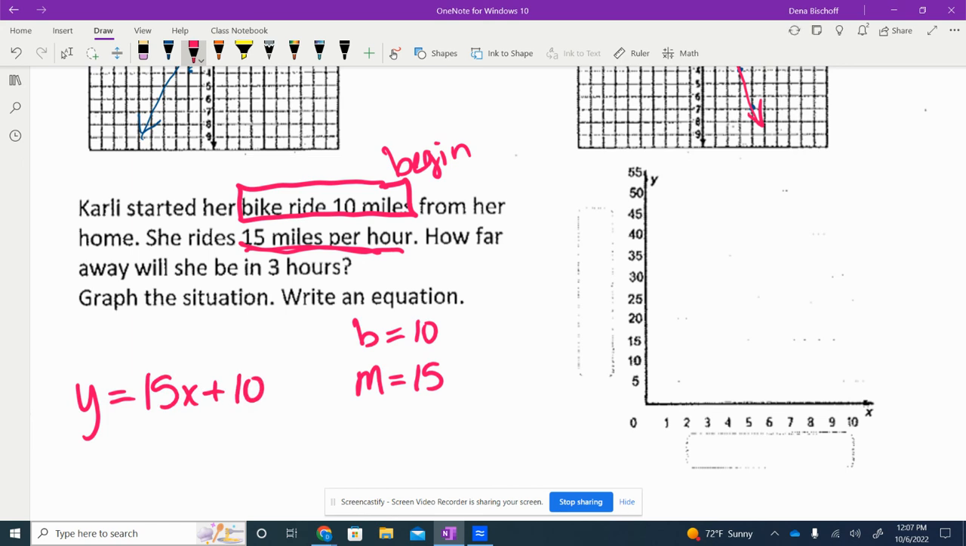So let's graph that first. So we're talking about hours. We need to label the x-axis, hours. We're going to label the y-axis, distance in miles. So how far away was she when she began her trip from her house? So I'm going to start at 0, 10. I'm going to start at this point.